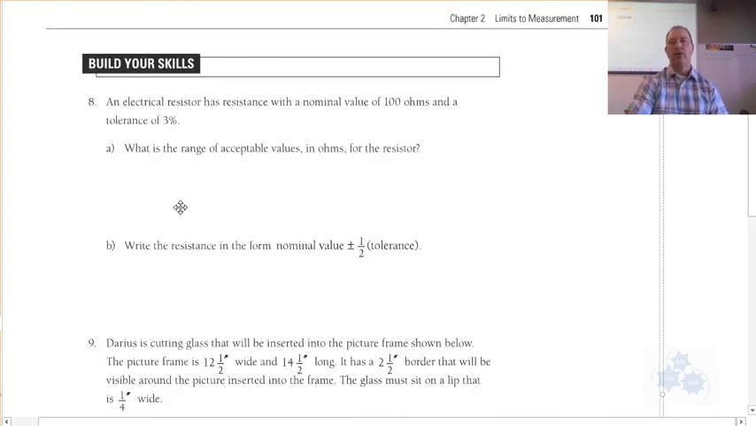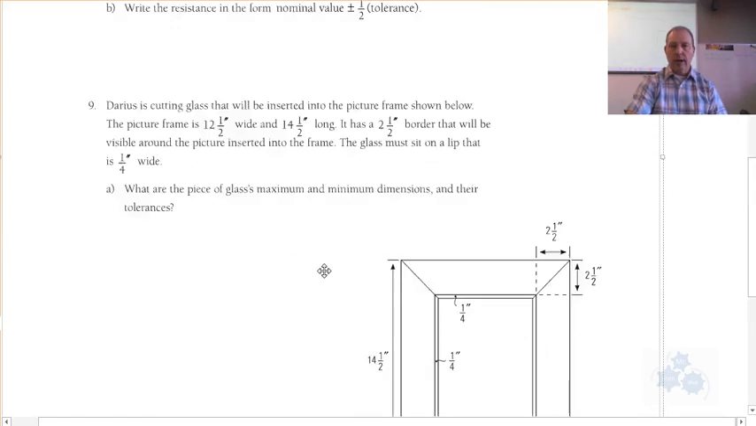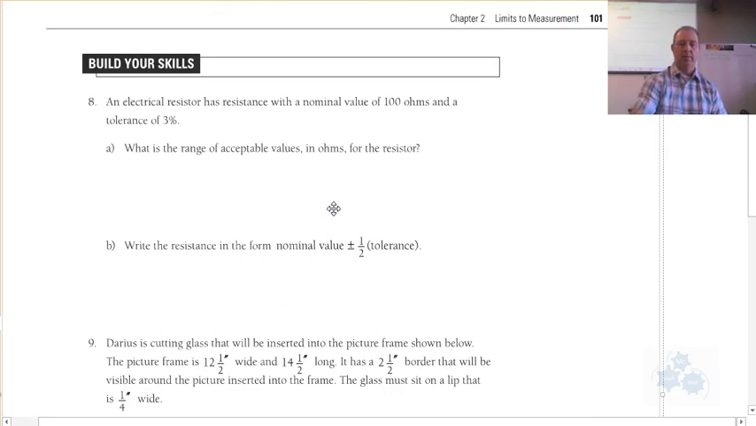So let's do one of these questions here together, and then I'll set you off for the rest of the class on your assignments. So number 8 says an electrical resistor has a resistance with a nominal value of 100 ohms and a tolerance of 3%. Oh, this is a bit different.